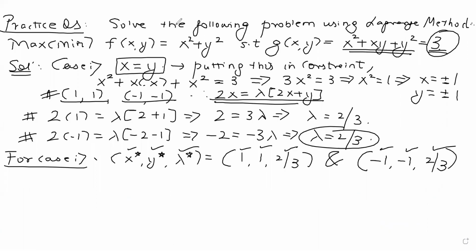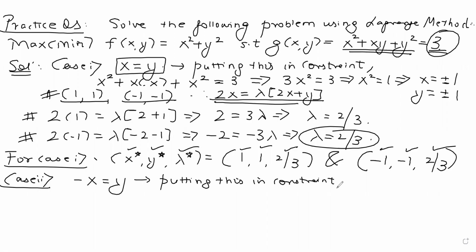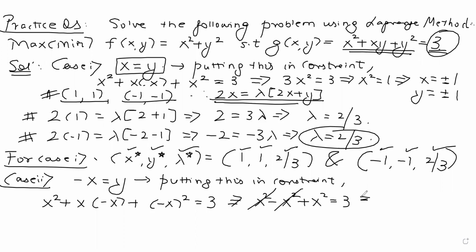So I can now write for case 2, we have minus x equal to y. Now, if I put this in the constraint, let us see what I get. Putting this in the constraint, I get x square plus x into y, which is minus x, plus y is minus x square, equal to 3, which implies x square minus x square plus x square equals 3, which implies x is plus minus root 3.